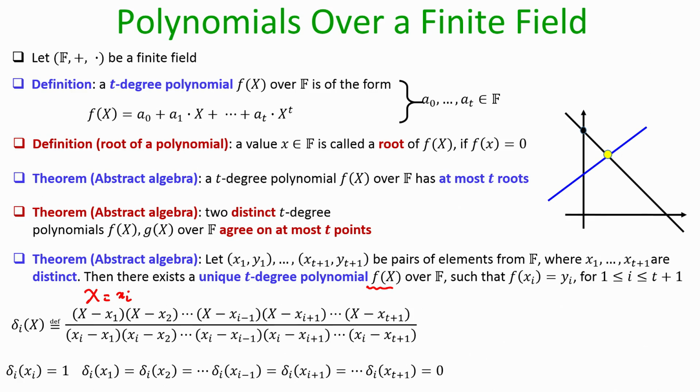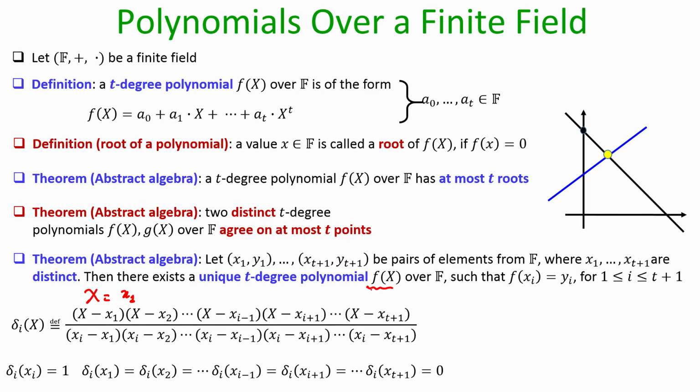That means, delta_i of x1 will be 0, delta_i of x2 will be 0, and in the same way delta_i of x_(t+1) will be 0, because if I substitute for instance x equal to x1 in this delta_i of x polynomial, then the numerator will become x1 minus x1 and hence 0. In the same way, if I substitute x equal to x2, the numerator x2 minus x2 will become 0 and so on. That means, you can consider that these delta_i of x polynomials are such that each survives at x equal to little x_i, whereas it vanishes at all other x_j values.